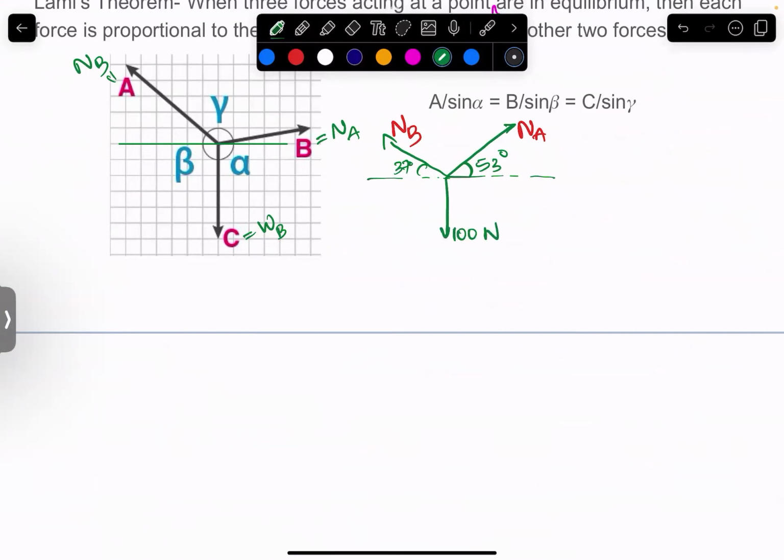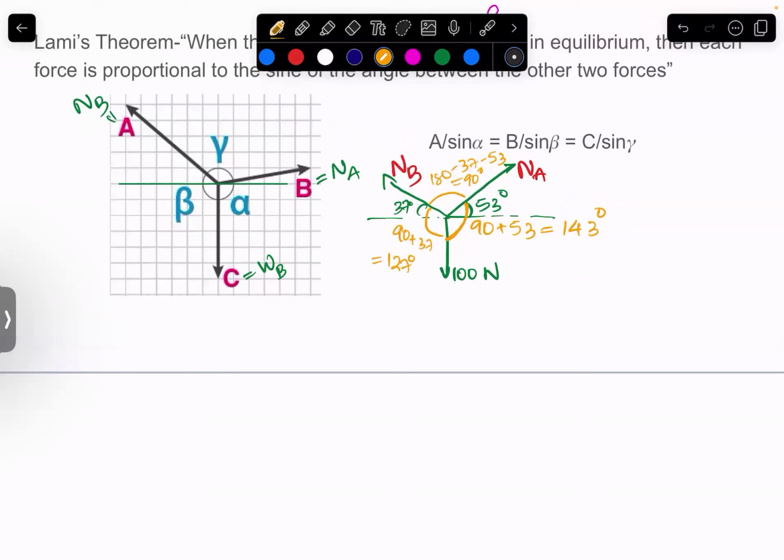Now if you want to see the angle between Na and Nb, you have to take the angle between Na and Nb. That is 90 plus 53, that is equal to 143 degree. This is like 180 minus 37 minus 53, so that is 90 degree. And this is 90 plus 37 degree, that is equal to 127 degree.